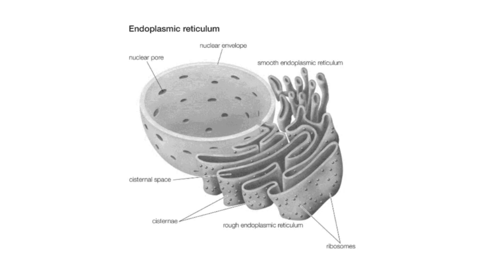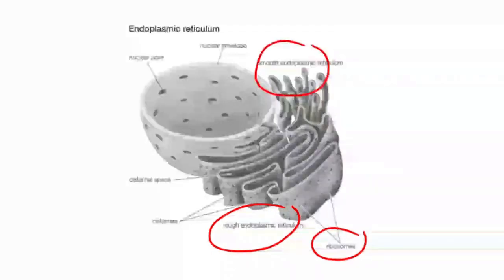The endoplasmic reticulum studded with ribosomes is called the rough endoplasmic reticulum, and the endoplasmic reticulum devoid of ribosomes is called smooth endoplasmic reticulum.